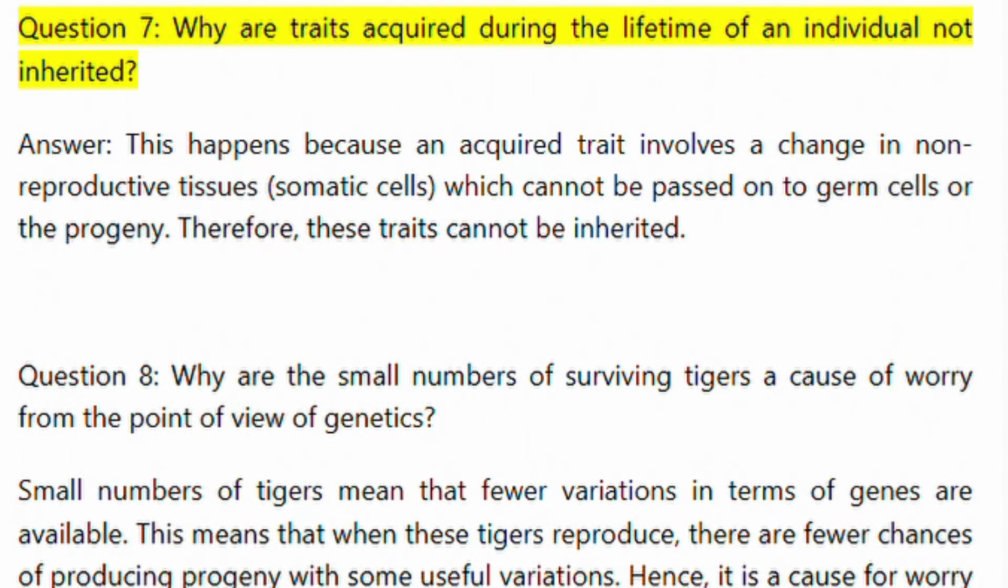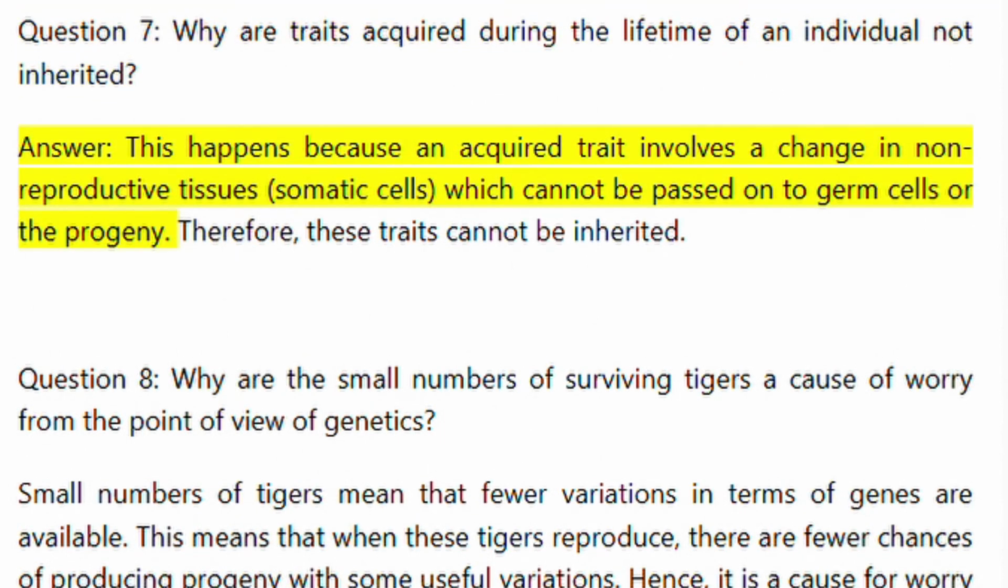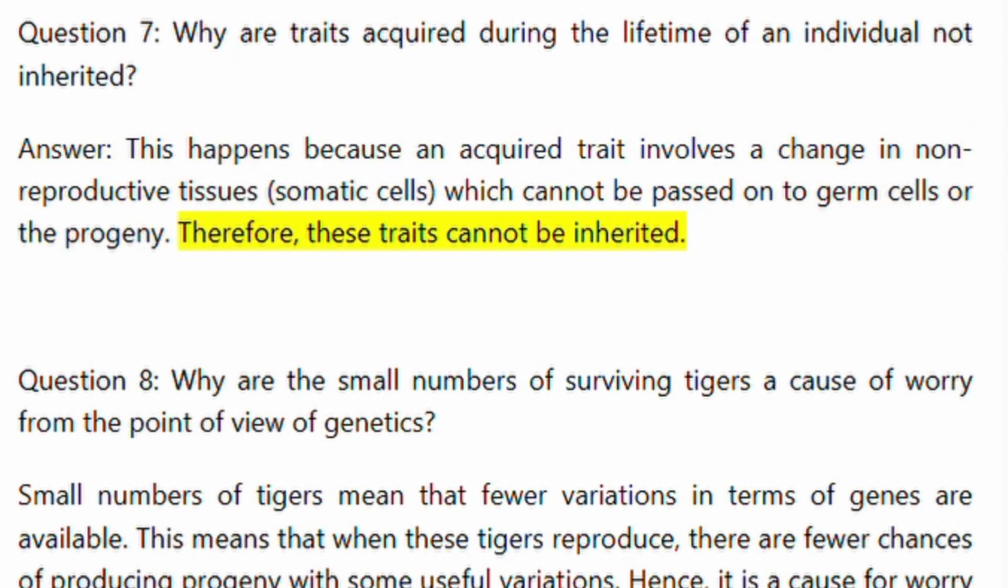Question 7. Why are traits acquired during the lifetime of an individual not inherited? Answer. This happens because an acquired trait involves a change in non-reproductive tissues, somatic cells, which cannot be passed on to germ cells or the progeny. Therefore, these traits cannot be inherited.